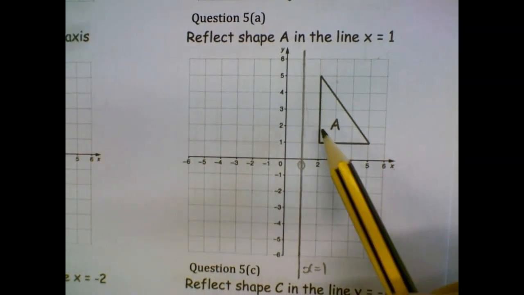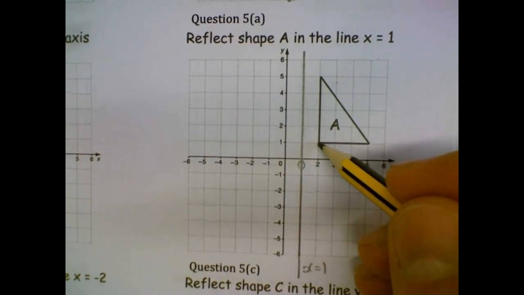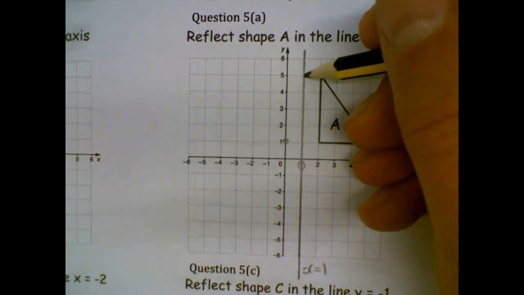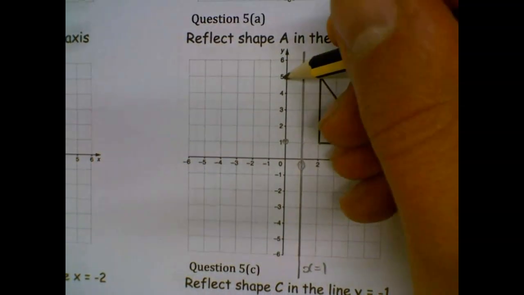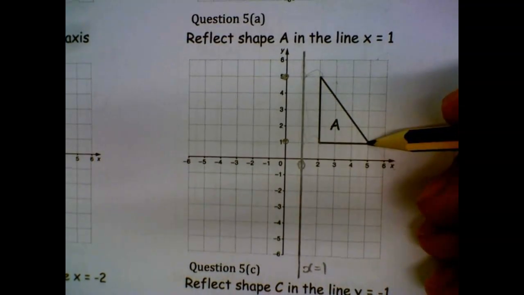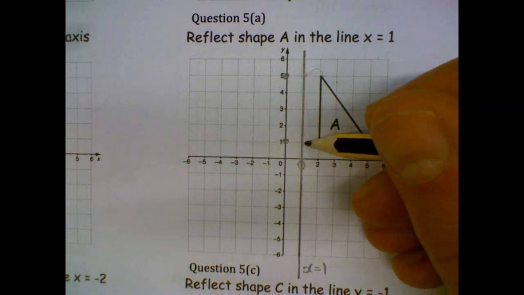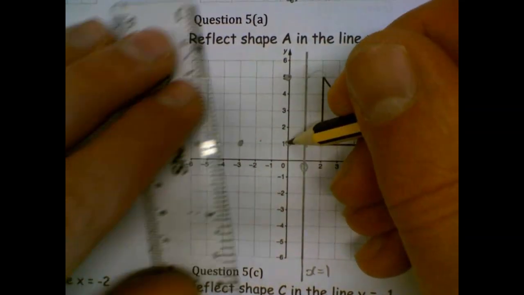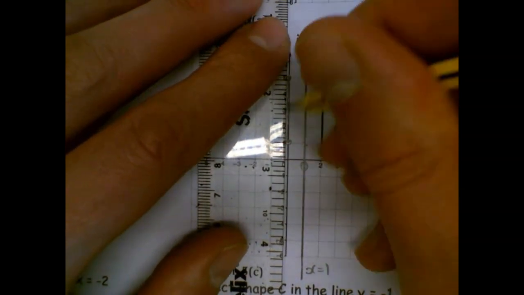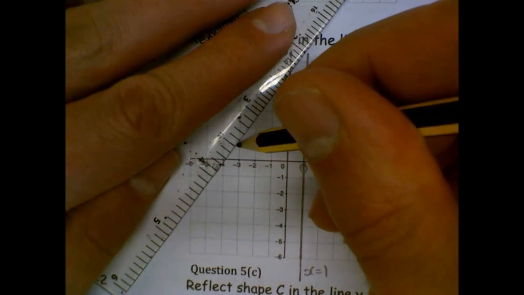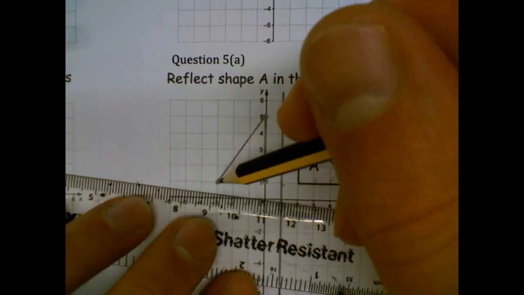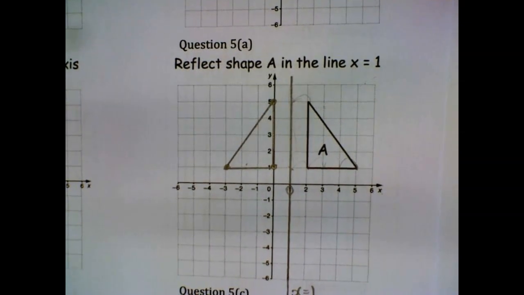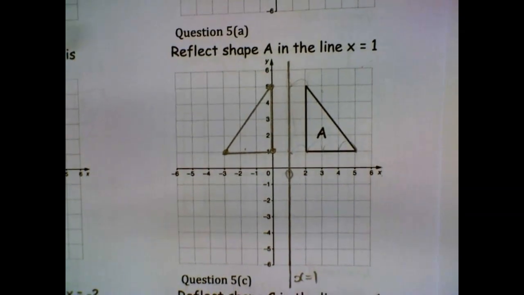So I'm now reflecting in the new line which I have drawn. This point, look, is 1 away, so that's going to be there. This point here is 1 away, so that's going to be 1 away. And then this last point here is 4 away, so 4 away. And we can see now that part of that triangle actually lies on the x-axis. We can just about see that. And then that is going to be like so. That's reflected in that line. It's not reflected in the axis this time.